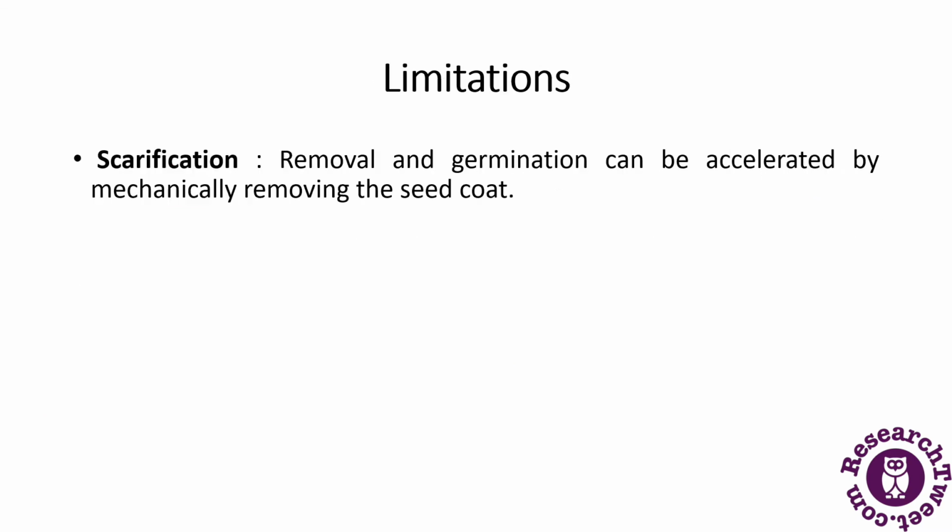Next come the limitations. What are the limitations? Scarification is the removal, and germination can be accelerated by mechanically removing the seed coat. So the term scarification is basically the removal of the seed coat, which accelerates germination. When the seed coat is removed, this process is called scarification, and this is the limitation of coat imposed dormancy.